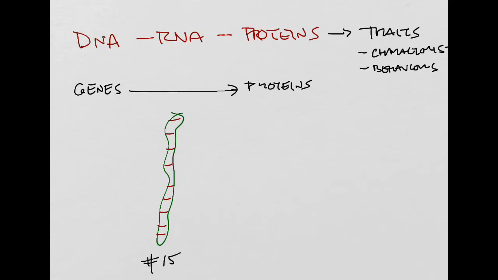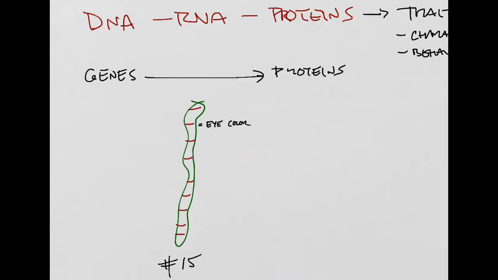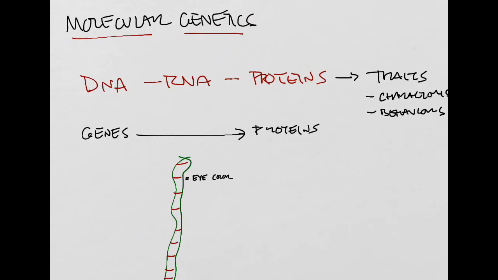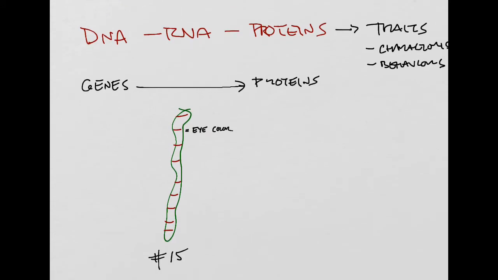Now let me zoom in here. Let's take this gene right here. And let's say that this gene on chromosome number 15 is a gene that's responsible for creating a protein that ultimately leads to your eye color. So we have something called the eye color trait hanging out there. Now that's going to be a very important thing for you to store away in your head as we move forward here.